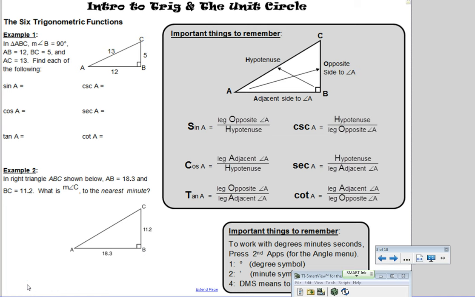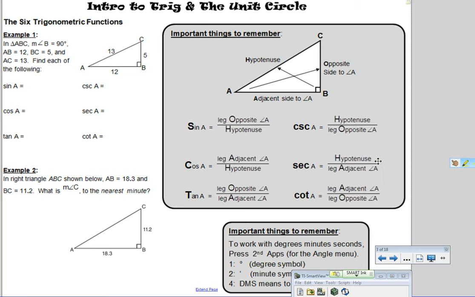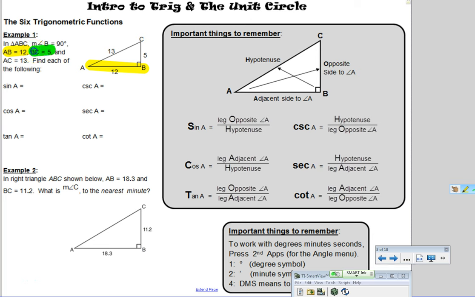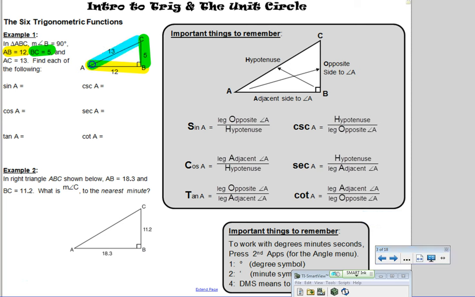So question 1 says, in triangle ABC, angle B is a 90-degree angle, telling us it's a right triangle. A to B is 12. Let me get my highlighters. So A to B is 12. B to C is 5. And then A to C is 13. All right, we have to find each of the following.